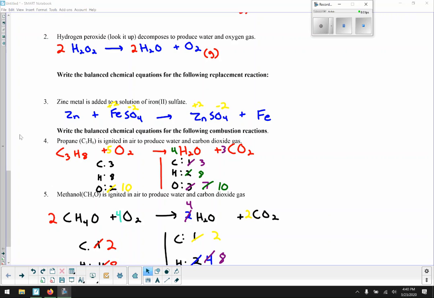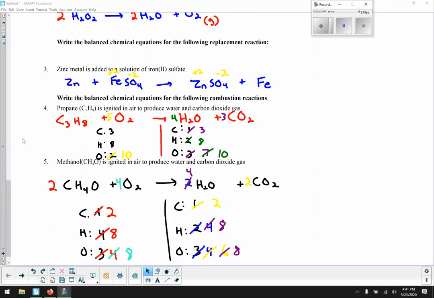Zinc is +2, sulfate -2. So you don't have to do anything with that. And then iron by itself, you don't have to worry about the charge. When a metal's by itself, it doesn't have a charge. It is just neutral. There's one of everything in this one: zinc, iron, and sulfate, if you take sulfate as a whole. So you don't have to do anything as far as balancing. It's all just ones. The last two are both combustions of hydrocarbon.